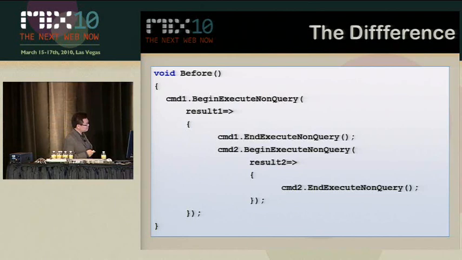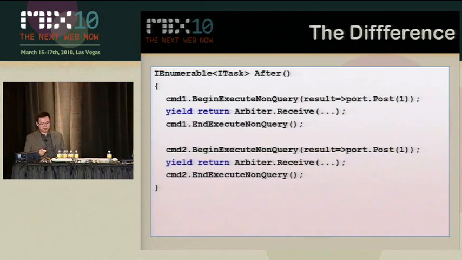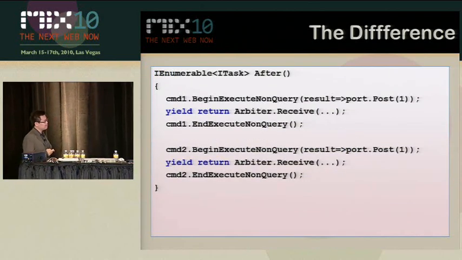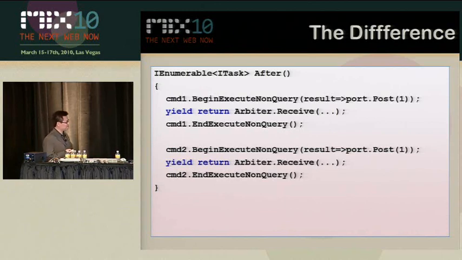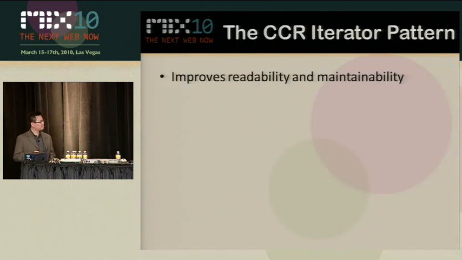In comparison, if you write this using the CCR iterator pattern, this is the code that you would see. As you can see, you end up with flat lines with no nesting, and that indicate clearly what the progression of events are. And this is obviously much, much cleaner code. It's much more maintainable, and it's also far less bug prone.